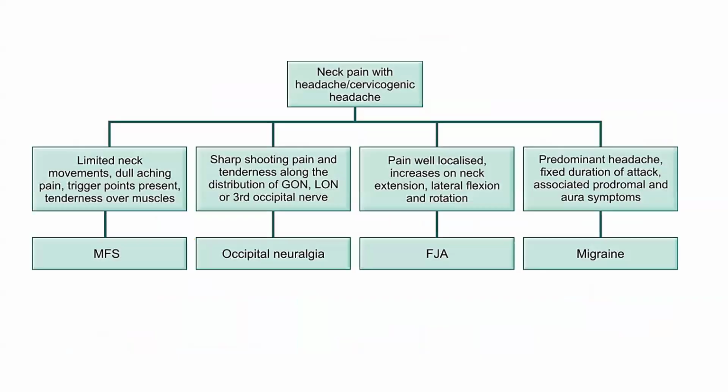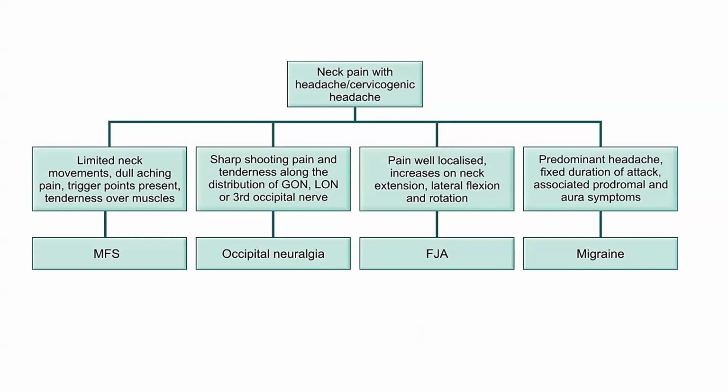Okay, and neck pain with headache. Let's see in the next chart. Neck pain with headache or cervicogenic headache, limited neck movement, dull aching pain, trigger point present, tenderness over the muscles, it could be a myofascial pain. Then sharp shooting pain and tenderness along the distribution of the greater occipital nerve or lesser occipital nerve could be a greater or lesser occipital neuralgia. Pain which is well localized, then increases on neck extension, lateral flexion, or rotation, could be a facet joint pain radiating towards the head.